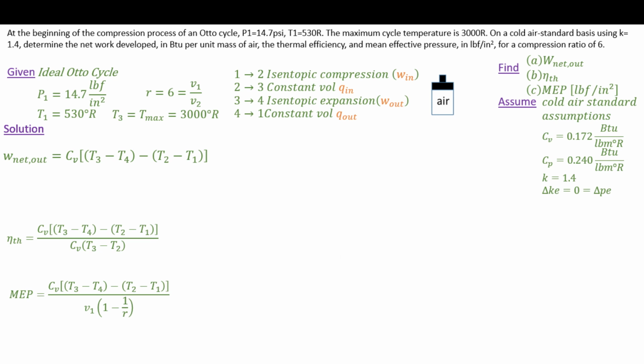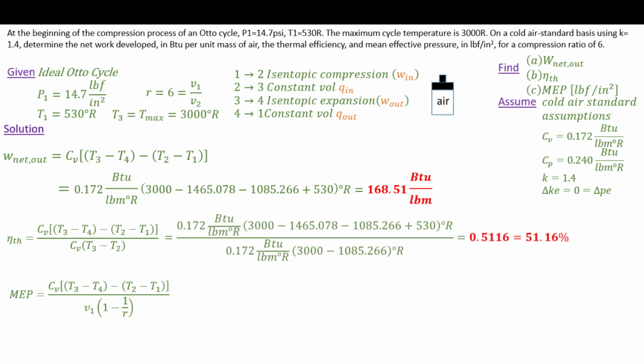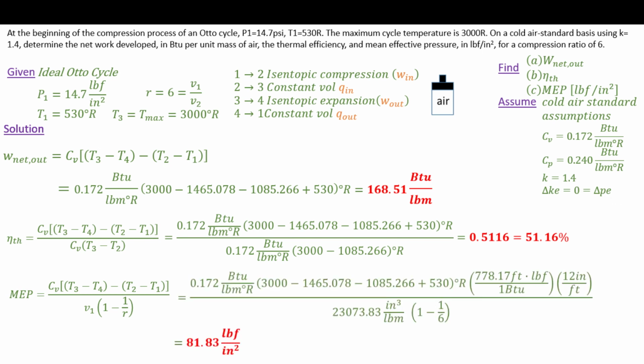So now it's time to plug in the numbers and calculate what I needed to find for A, B, and C. So my work net out, if I plug in all the numbers, that's what it boils down to: 168.51 BTU per pound mass. And then my thermal efficiency, if I plug everything in, there's not really any unit conversions that I need to worry about. I've got 51.16%. Sounds good. And the mean effective pressure I do need to be really, really careful about.